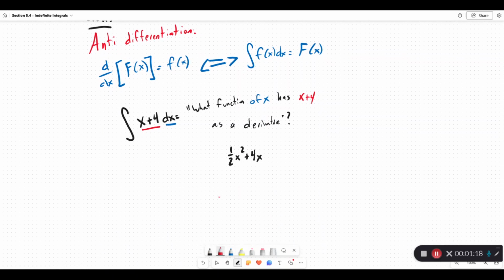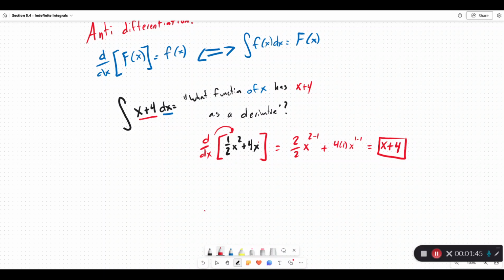And it's not that difficult to check that if we run this derivative procedure, we bring down the 2, reduce it by 1, plus, there's an understood 1 there, we bring down the 1, reduce it by 1, we get x plus 4. Perfect. One slight problem. What is the d by dx derivative of something like 1/2 x squared plus 4x minus 5?